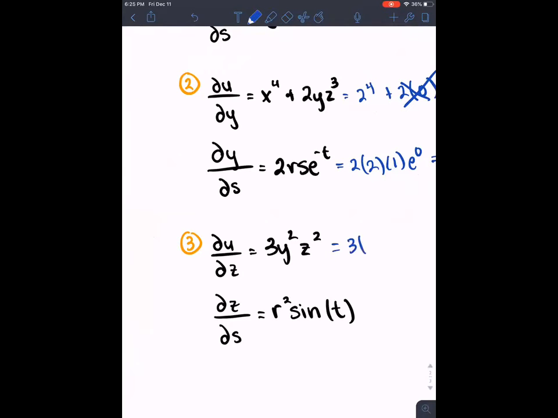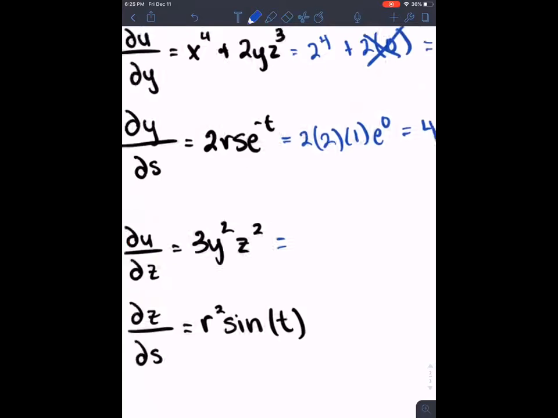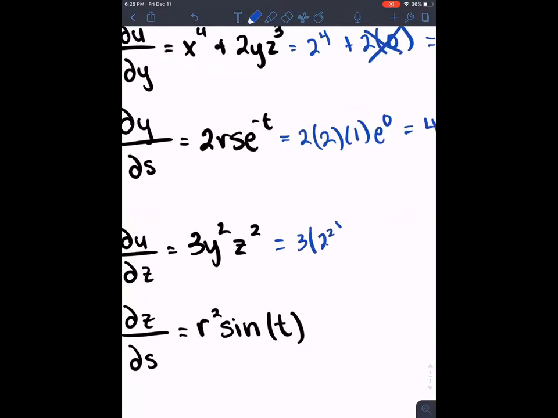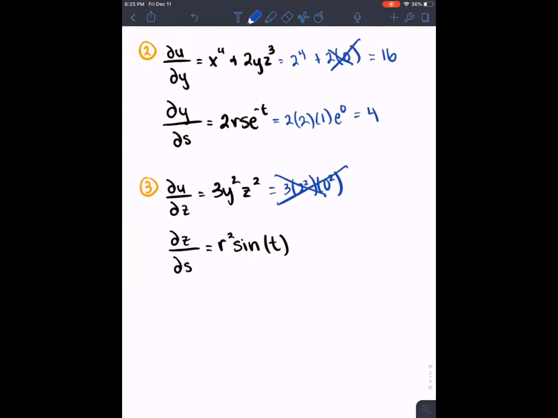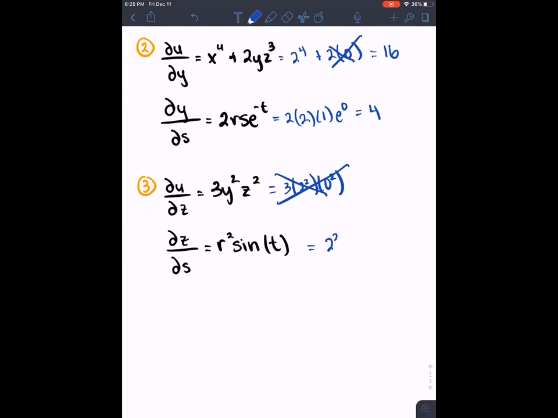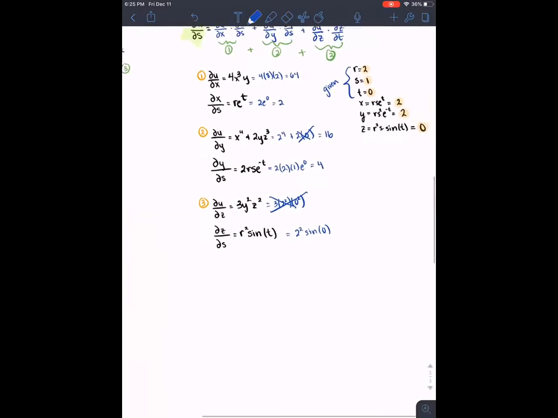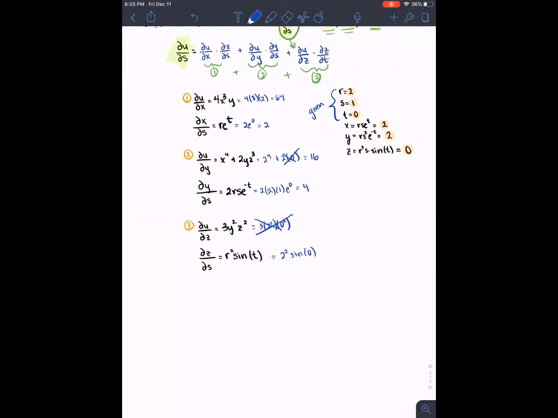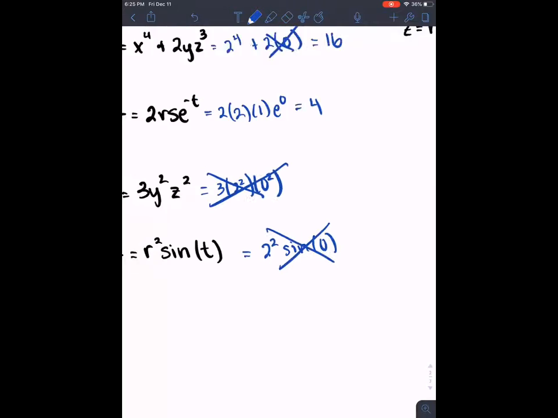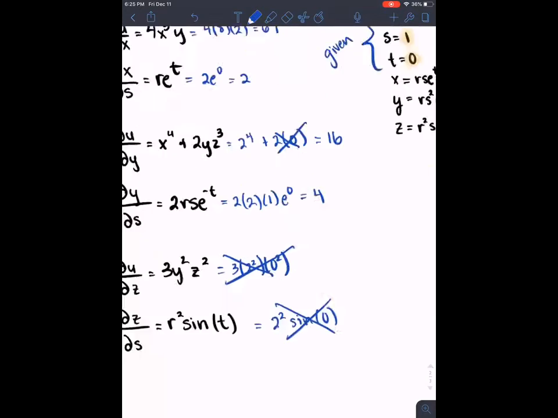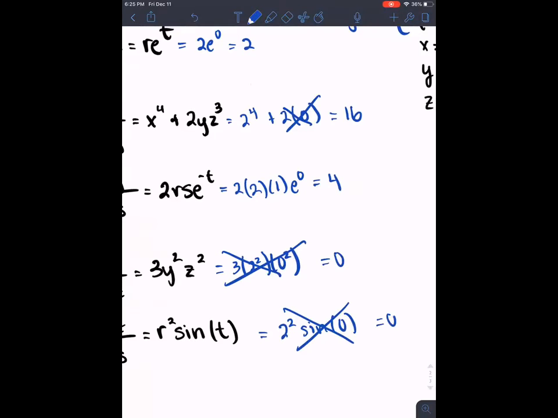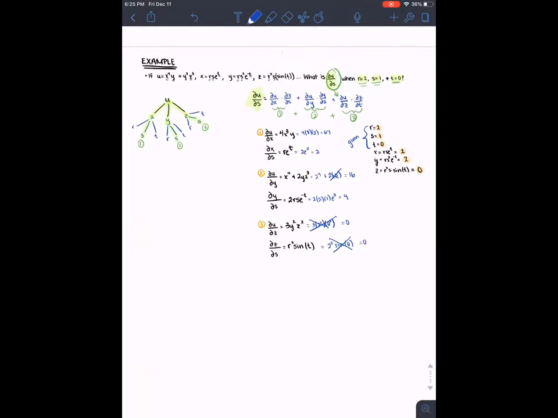We've got 3 times y squared, y is 2. So you've got 3 times 2 squared times 0 squared, which ends up, of course, just being 0. And then finally r squared, so you've got 2 squared sine of 0, which again is just, well, actually t is 0, yeah, so which again is just 0. So we have numbers here. We can just make these equal to 0, equal to 0.